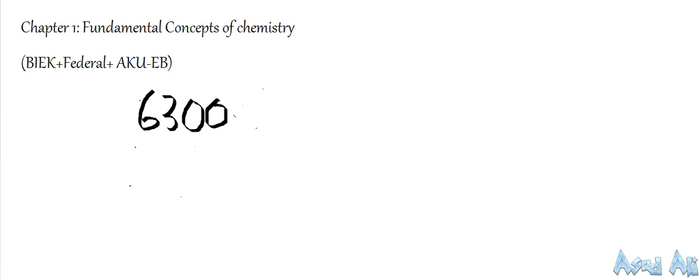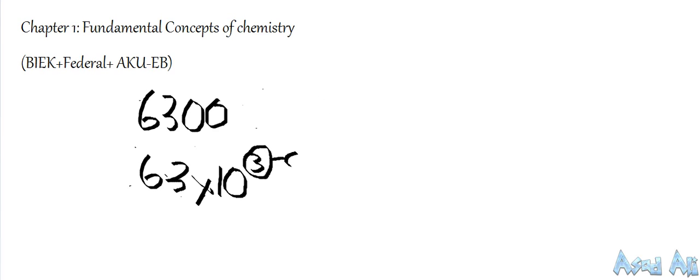You can find the characteristic by looking at the value. The value can be written as 6.3 multiplied by 10 raised to the power 3. Now what will be the characteristic? The characteristic will be the power of 10, and that will be this. That will be the characteristic, and this is the mantissa. The decimal value is the mantissa.